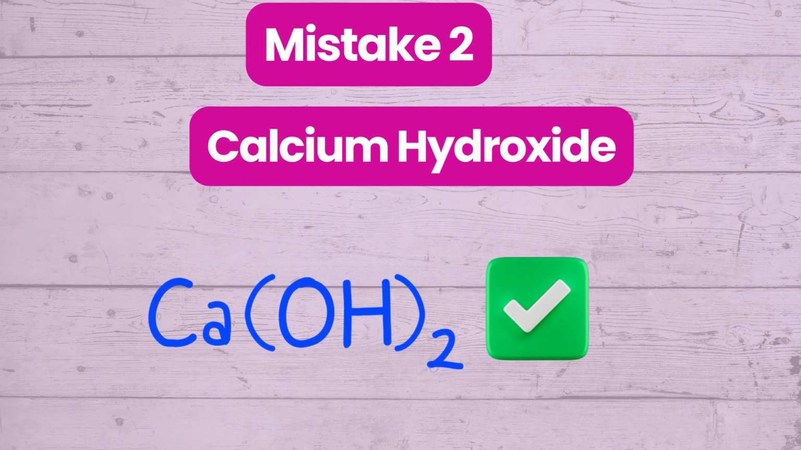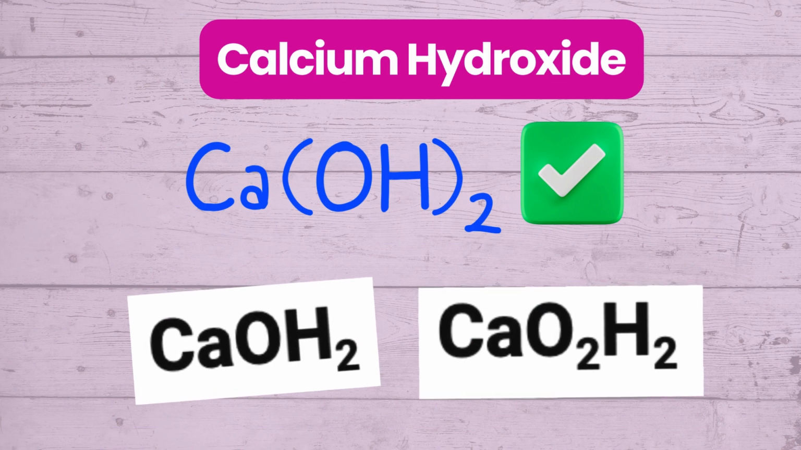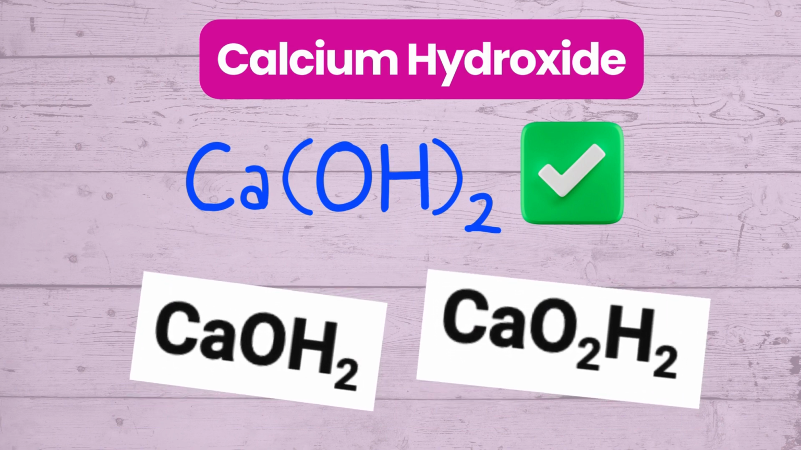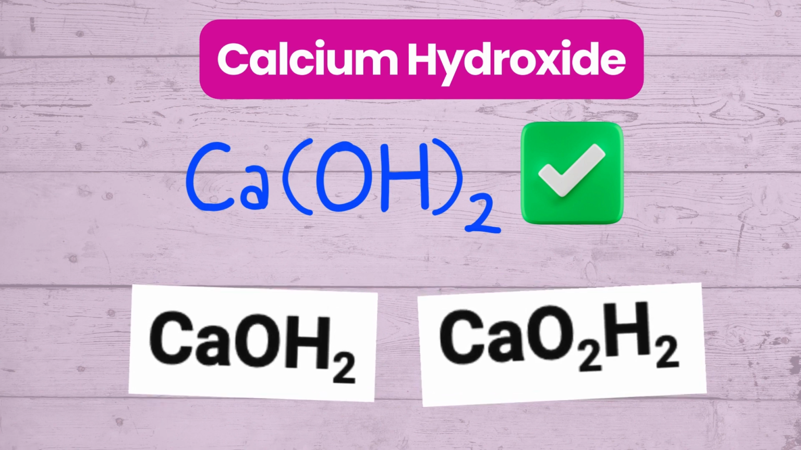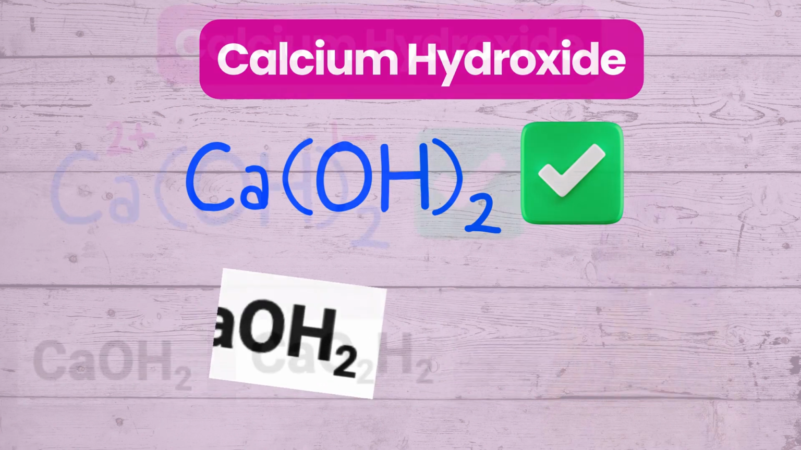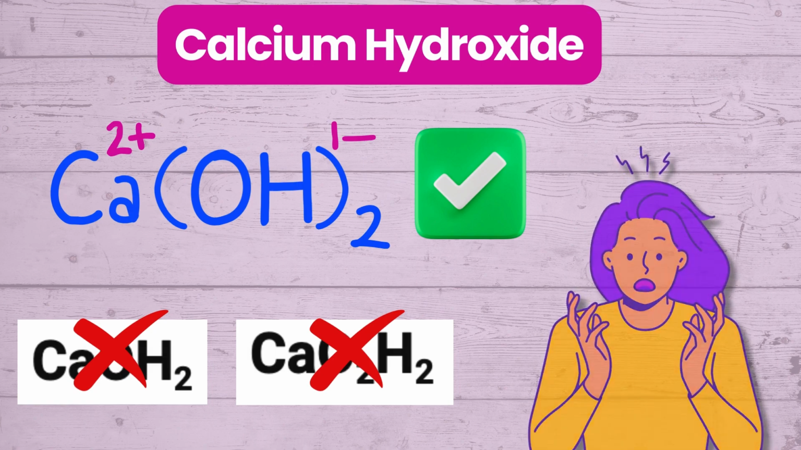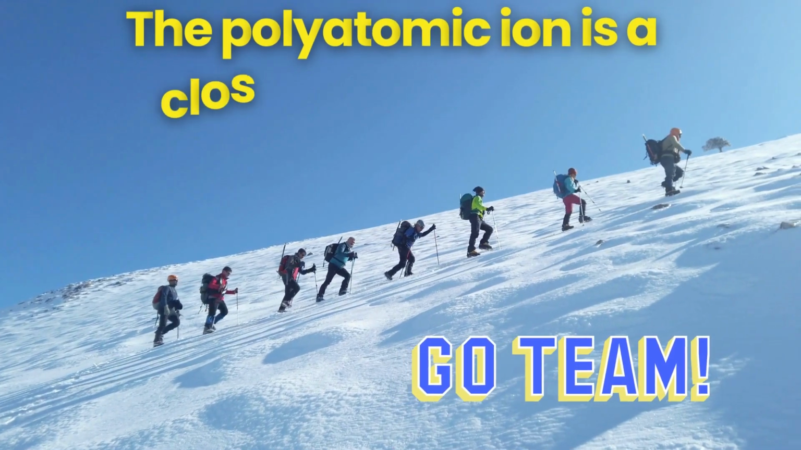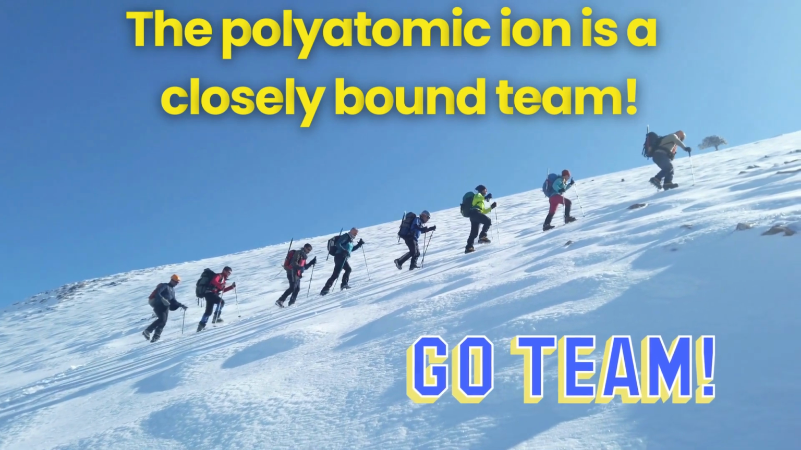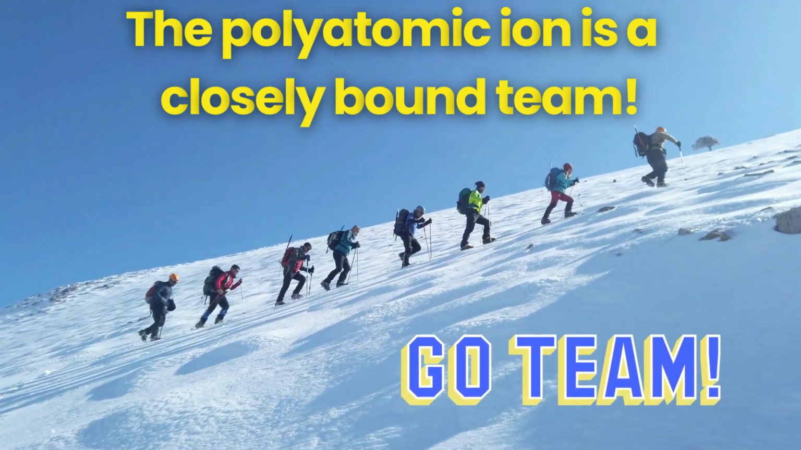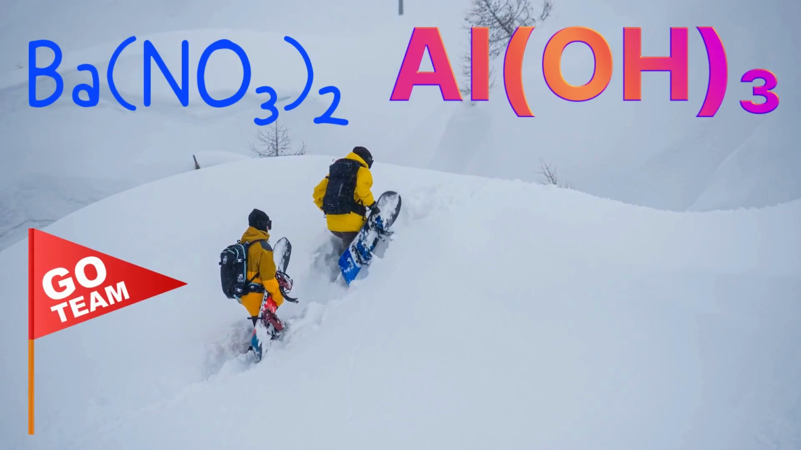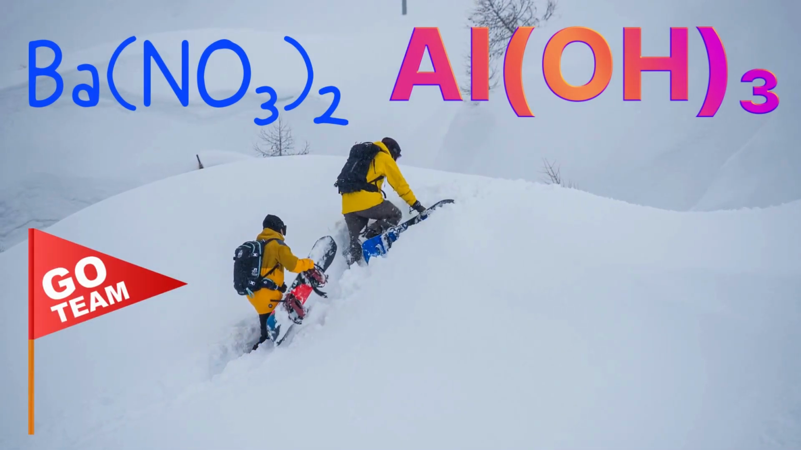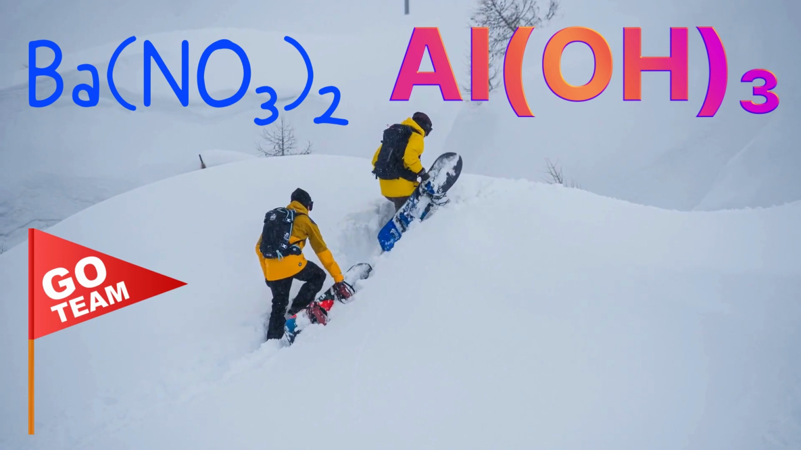Mistake 2. The compound calcium hydroxide is Ca(OH)2. Sometimes students do not use the parentheses here and write it as CaOH2, without the parentheses around the OH, or CaO2H2. Both are incorrect. The polyatomic ion is a single entity or a closely bound team whose members work together cohesively toward a common goal. So if there are 2 or 3 units of a polyatomic ion, the polyatomic ion is written within parentheses and a subscript 2 or 3 outside.